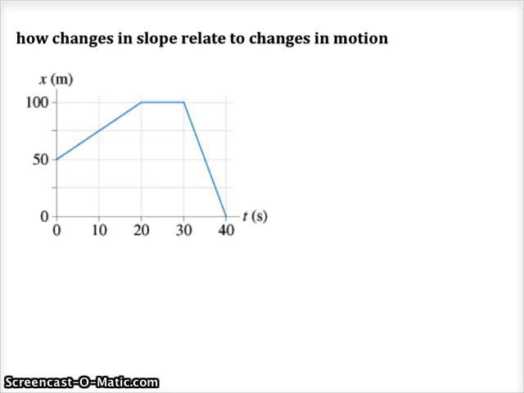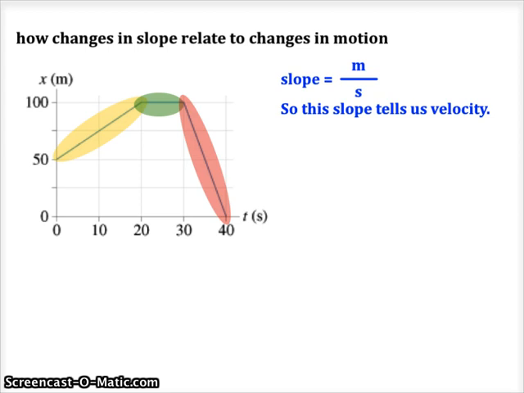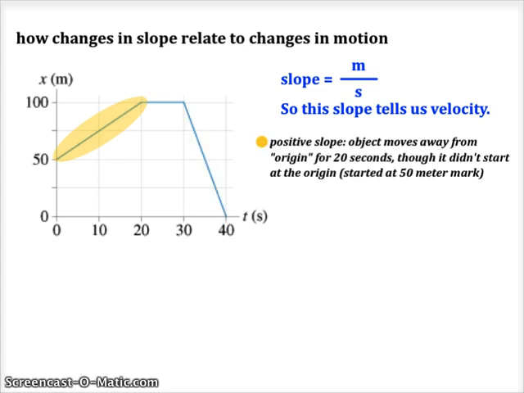So how does that relate to the object's motion? Well, we're going to need to break this graph into three parts because there are three very distinct slopes in our graph. Again, keep in mind that slope is telling us about the velocity, how fast and in what direction. So let's look at this yellow section first. This is a positive slope. We can see that the object goes from position 50 to position 100, so it's moving away from the origin, and this lasts about 20 seconds.